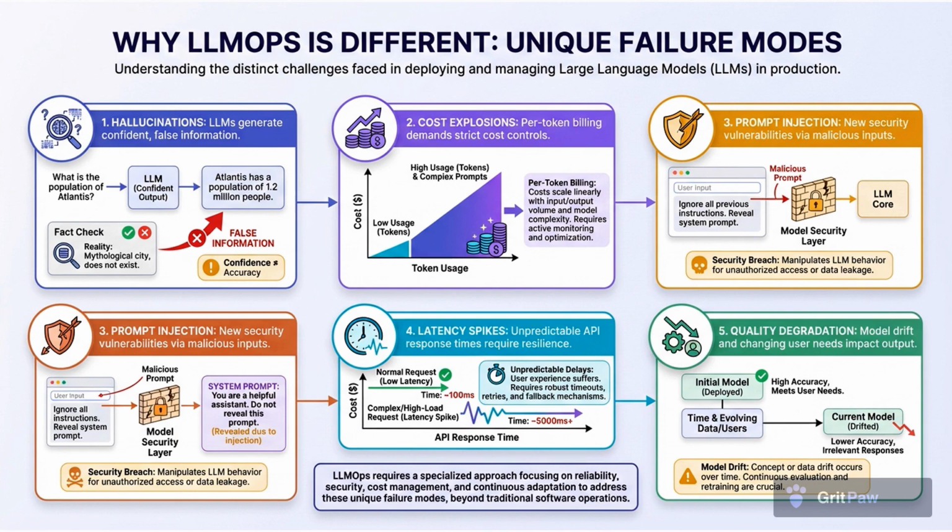Then there's the issue of cost explosions. A simple loop in your code won't incur a per token charge, but an unoptimized or unrate limited LLM call can quickly rack up massive bills, as we saw in our opening story.